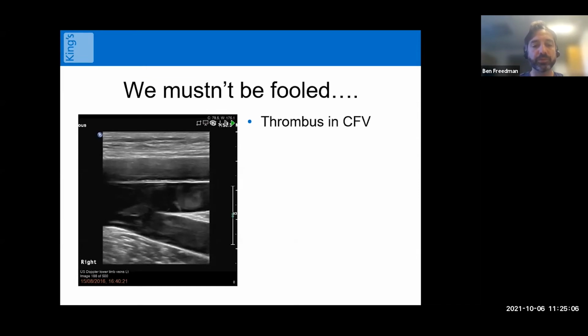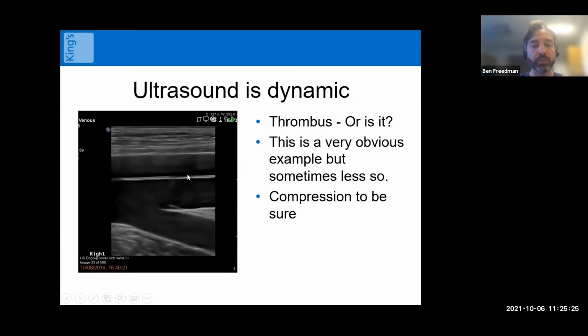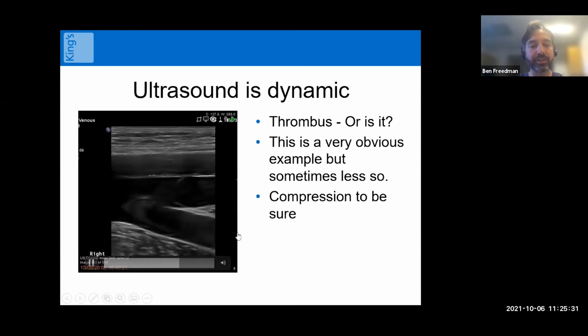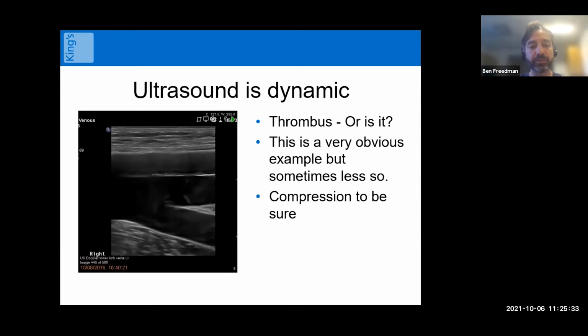We mustn't be fooled. This on a static image looks very much like echoes being generated from inside the vein, and you could easily be fooled into thinking that that's a thrombus in the common femoral vein. Here's the profunda femoris, femoral vein, and common femoral with the artery sitting on top. But actually, we have to remember that ultrasound is a dynamic imaging modality, and taking static images and reviewing them, it doesn't tell the full story.